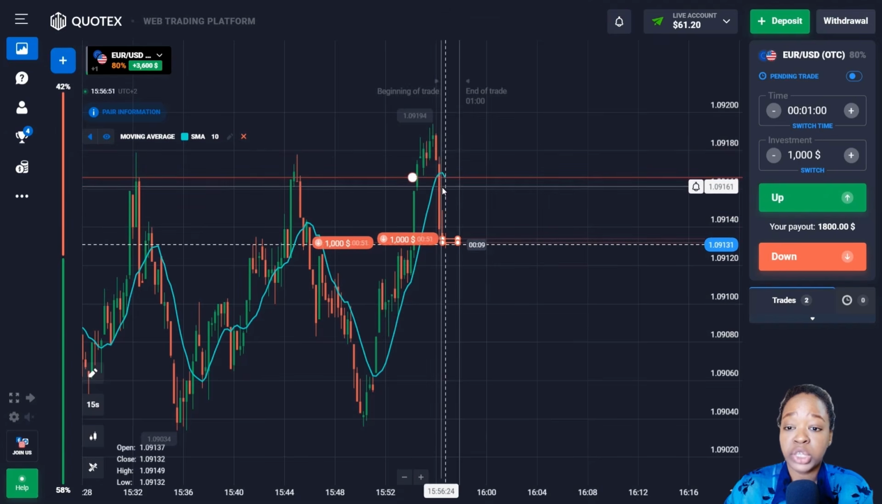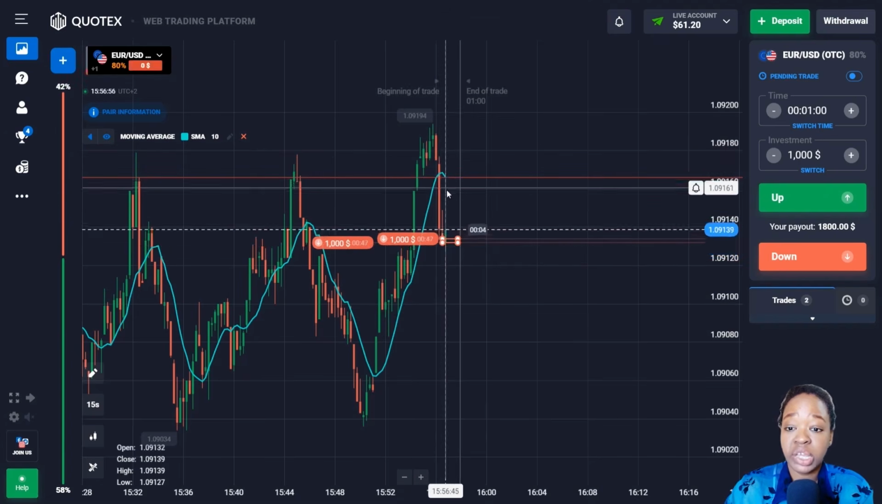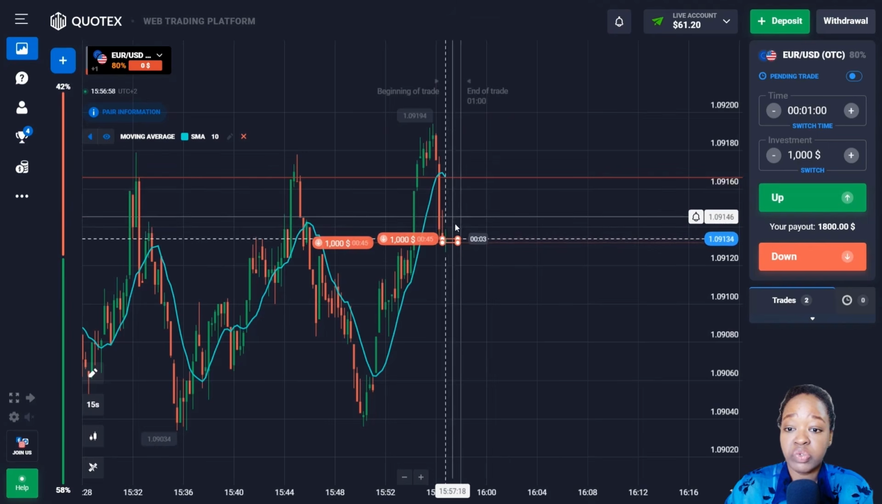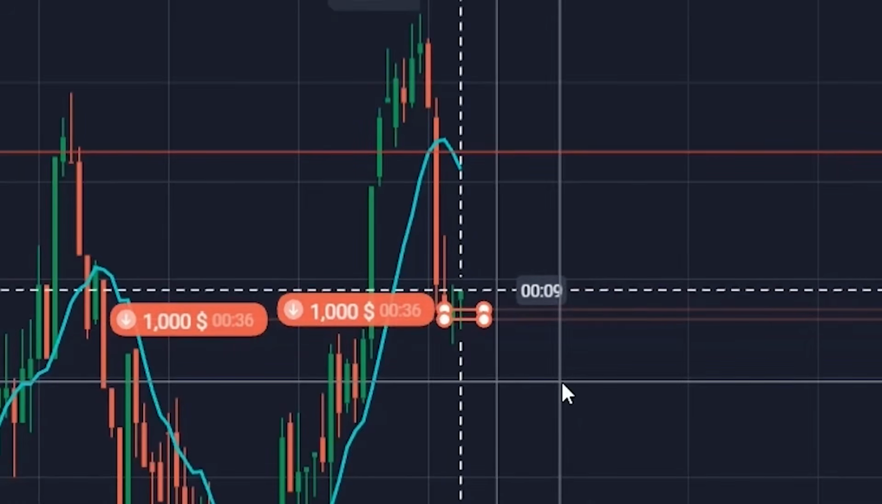I'm hoping 1 minute will be enough, because as you can see the level is quite strong, and every time after touching this level the price confidently rolled down, and I'm hoping that this time will be enough time for this movement. Let me wait and see the result.